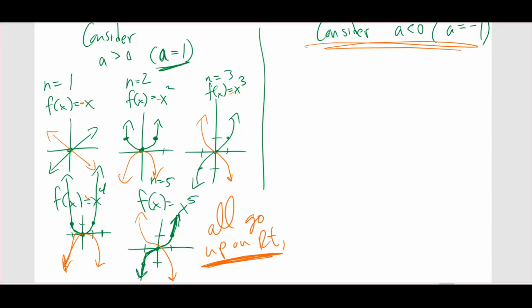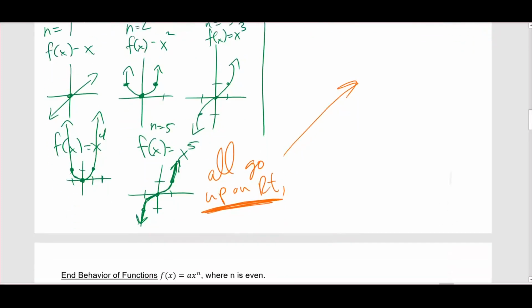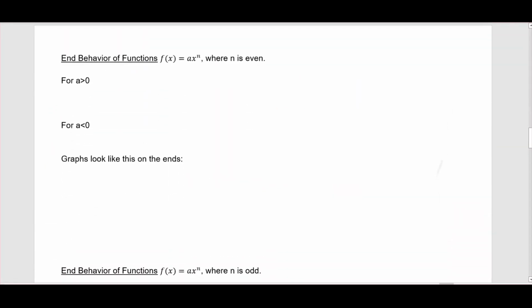So all of these positive ones, I'm getting kind of cluttered up here, all of these positive ones are going to go up on the right-hand side. And we can say that all the negative ones, they're all going to go down on the right-hand side. Okay, so good. Here we're going to generalize this.